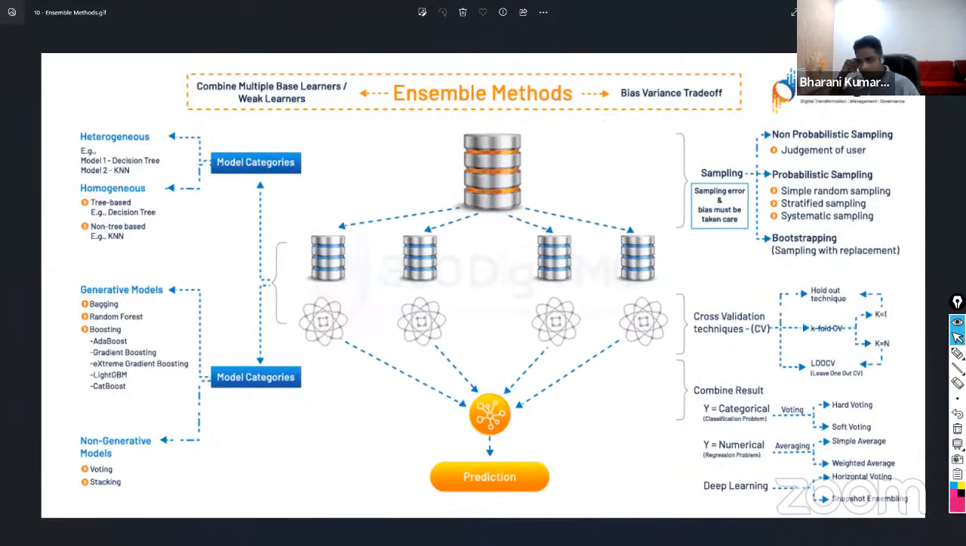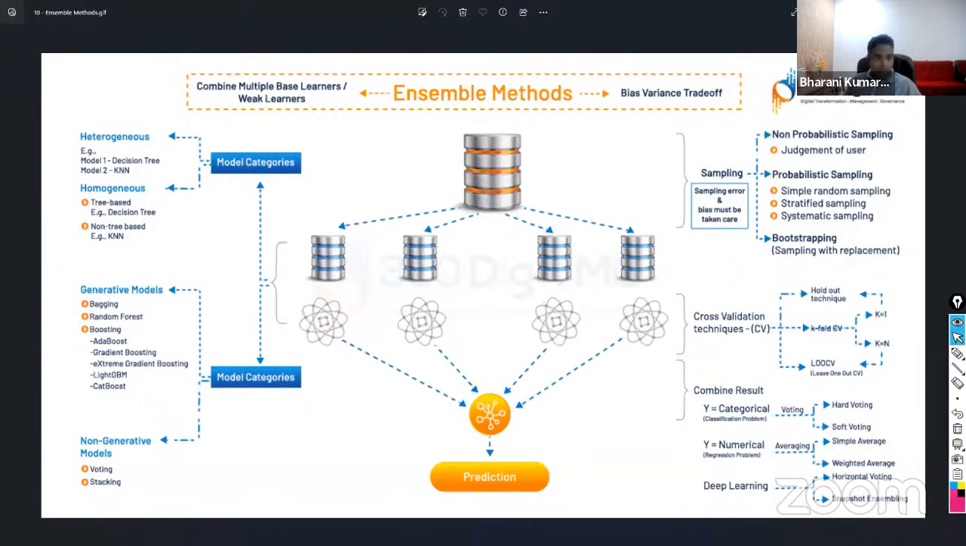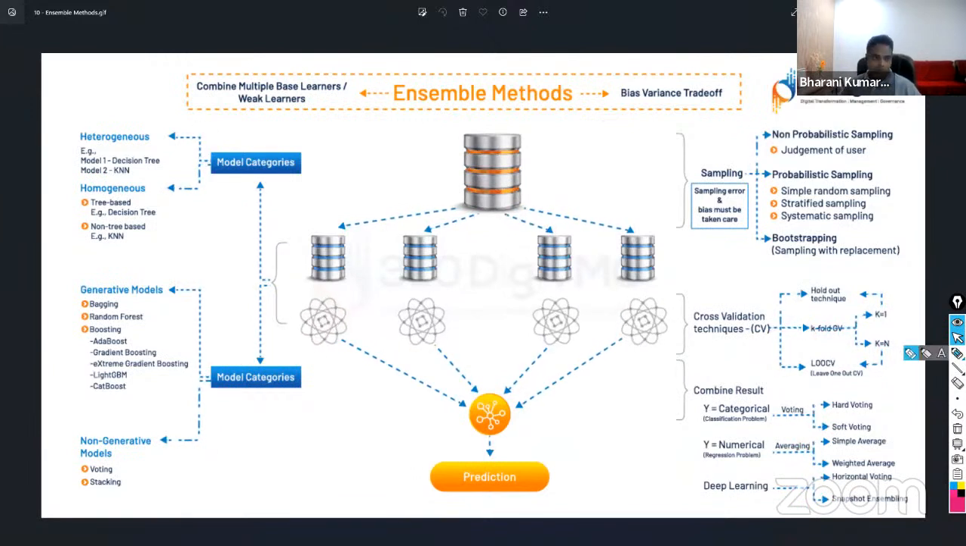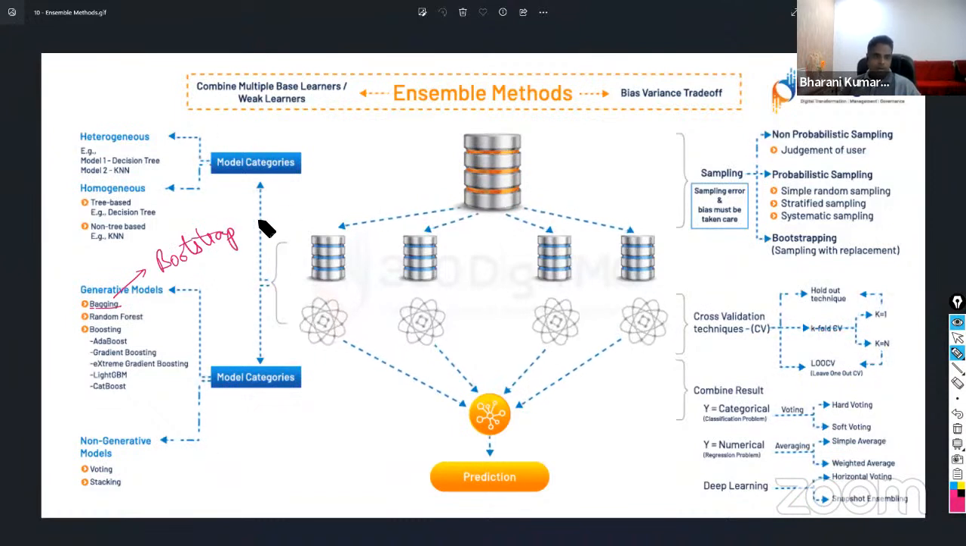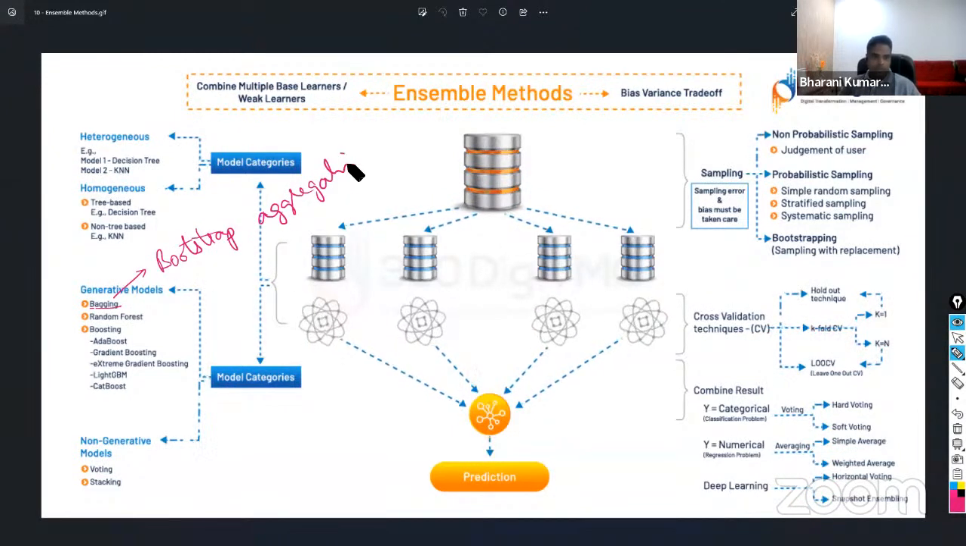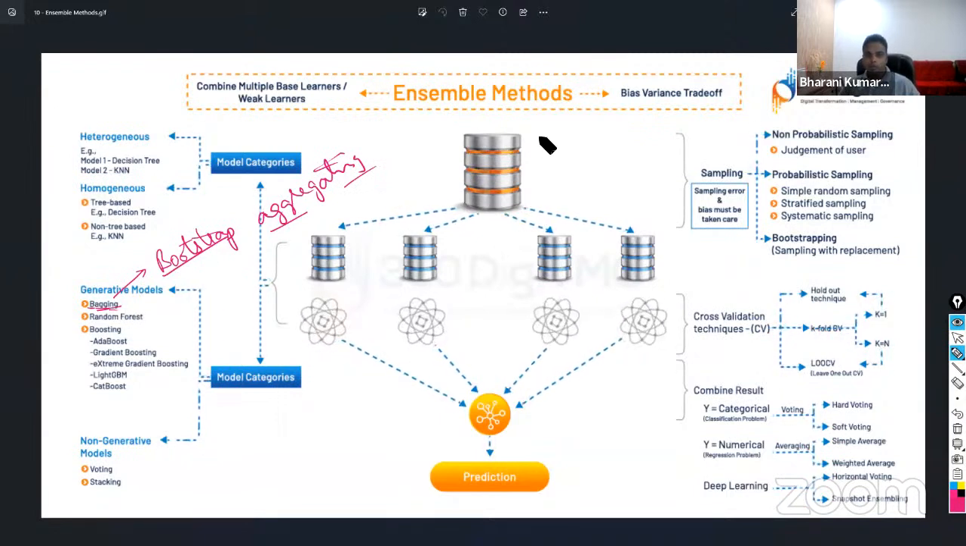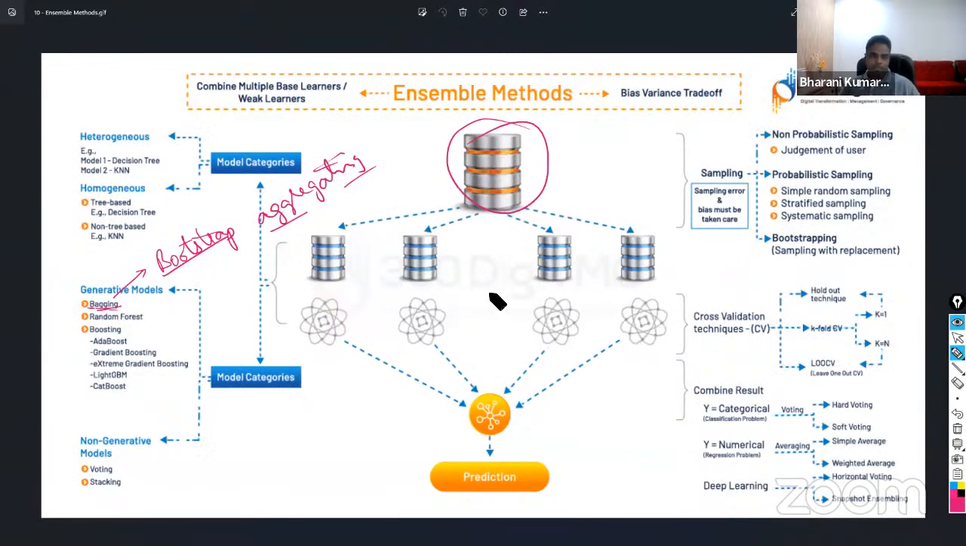Sure. Absolutely, Nathan. Okay. So bagging, if you look at the name, has B and agging, right? This is called bootstrap aggregating. B as in bootstrap and AGG as in aggregating, or ING as well. Here, once you have your data set, you create training data sets randomly.